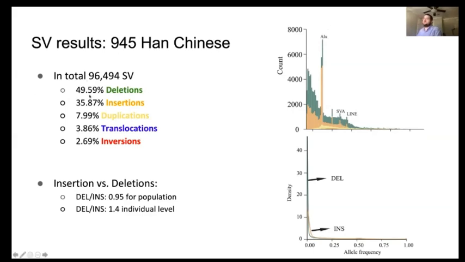So we have mainly deletions and insertions as structure variants, followed by duplications, a few translocations, and very few inversions, 2.6, 1.7%. What was interesting for me to observe was the different levels of deletions versus insertion rates. When we look in the literature, insertions are often defined as a little bit higher than deletions. However, on the population scale of the Han Chinese, we don't observe that directly. But when we zoom into an individual scale, we see that the insertions are indeed higher than deletions.